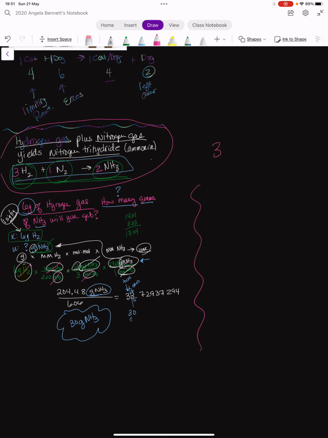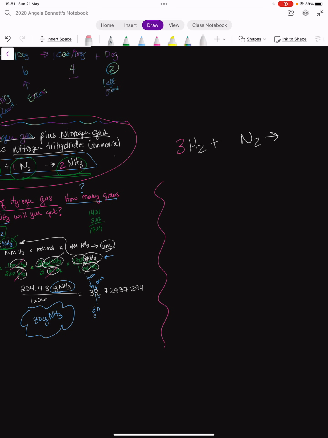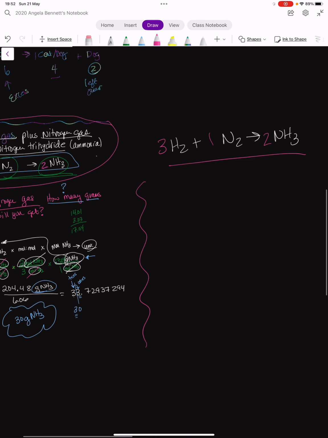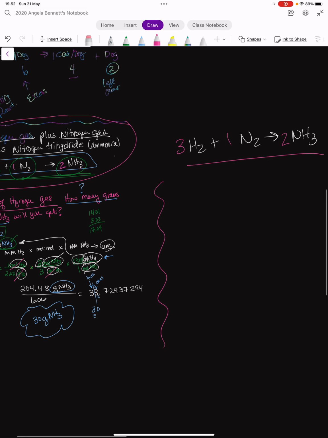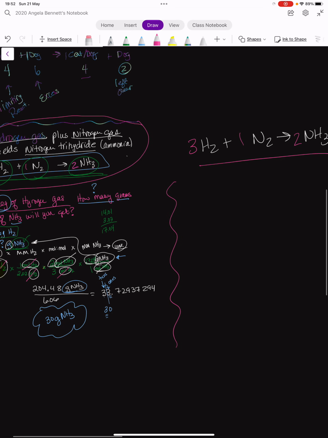So I have 3 H2, I'll go back and add the coefficients. Okay, and that's a 1 and that is a 2. So the hydrogen gas and the nitrogen gas are reacting to produce the ammonia.